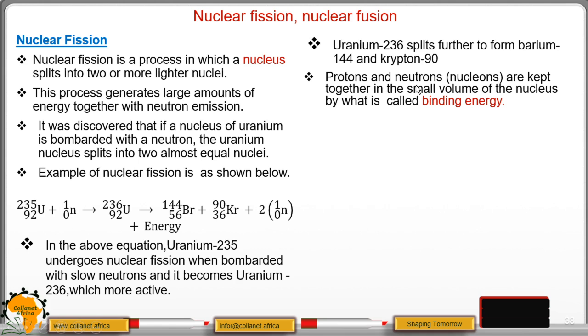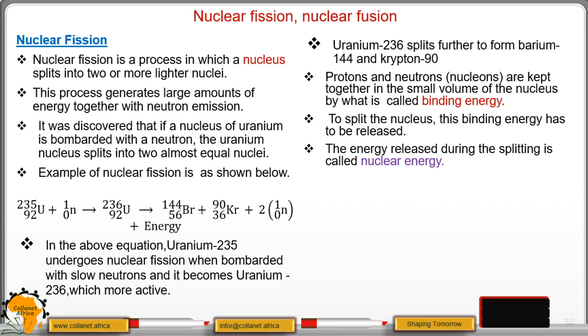Now, they are kept together in that small volume by what we call the binding energy. And in the process of splitting, the process of nuclear fission, this binding energy has to be released. So the binding energy is the energy that keeps protons and neutrons inside the nucleus, which has small volume. But during the process of fission, that energy has to be released, and the energy that is released is now called nuclear energy.